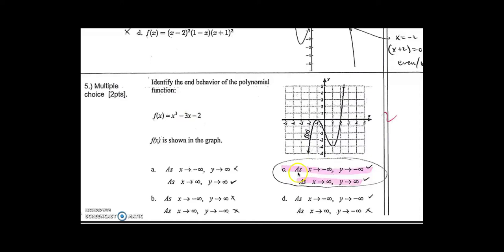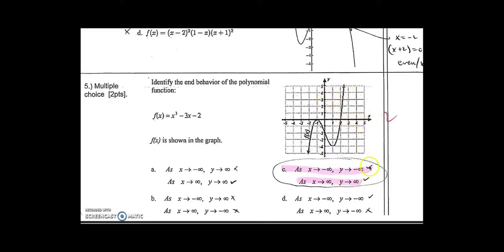In class, we were practicing as x approaches negative infinity. So this means going to the left. The y values, or the f of x values, this is saying going down. That's correct. For C, also as x approaches positive infinity, so on the x values, we're going towards bigger numbers. That means going towards the right. What's happening to my graph? It should be going up.